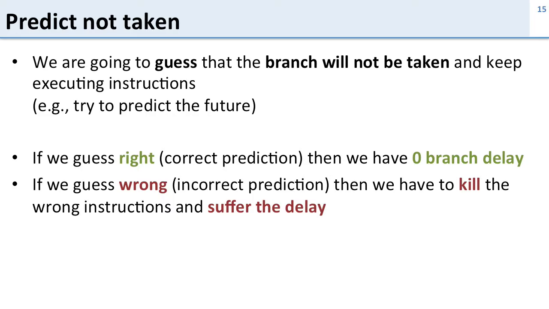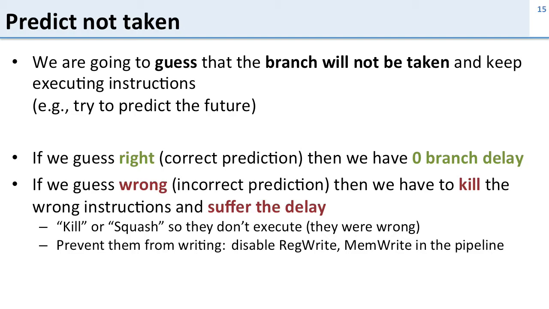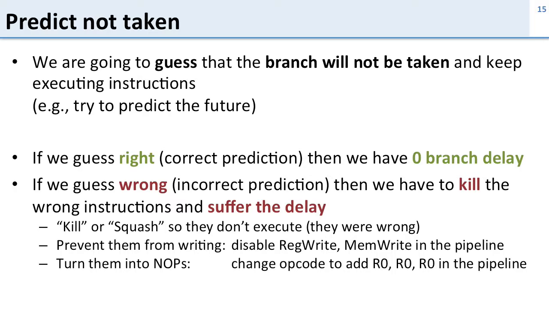So how do we kill the instructions? Well, we need to make sure they don't execute. If we execute the wrong instructions, then our processor is doing the wrong thing. The term for this is killing or squashing the instructions. To do that, we can either prevent them from writing, so we can disable the register write and the memory write in the pipeline, or we can turn them into no-ops. So we can change the instructions in the pipeline to no-ops. Remember, that's add R0, R0, R0, and so as they go through the pipeline, they won't have any effect. But we need to make sure that we kill the wrong instructions, otherwise we're going to do the wrong thing in our processor.